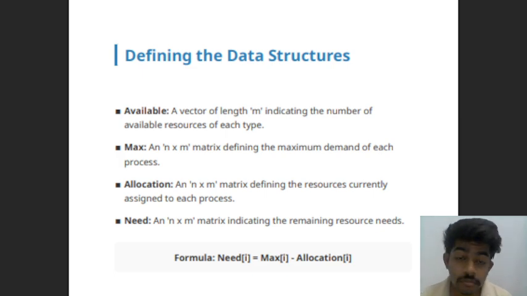Available, a vector of length m indicating the number of available resources of each type. Max, an n into m matrix defining the maximum demand of each process. Allocation, an n into m matrix defining the resources currently assigned to each process. Need, an n into m matrix indicating the remaining resource needs. Formula: Need equals Max minus Allocation, to examine the needed resources.